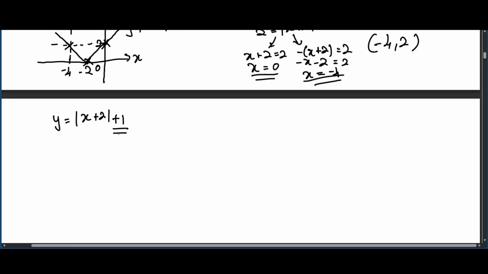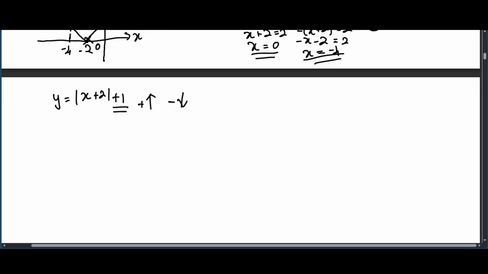If it's plus, it means go up. If it's minus, it means go down. So plus 1 means go up by 1. Minus 1 means go down by 1. Plus 2 means go up by 2. Minus 2 means go down by 2, and so on. You see the pattern? So what do I mean by go up or go down?